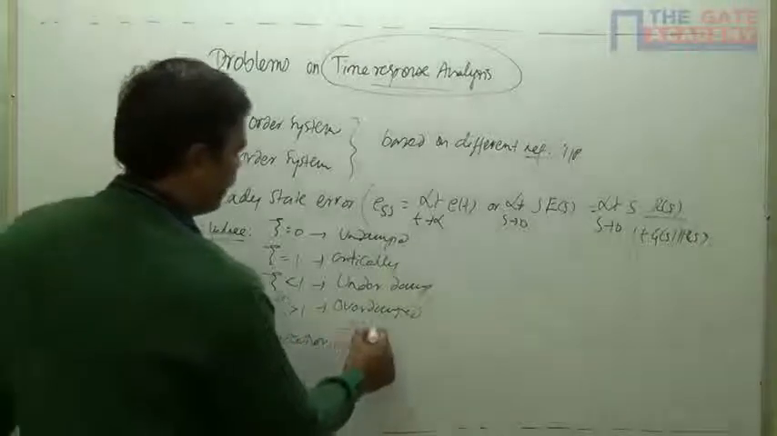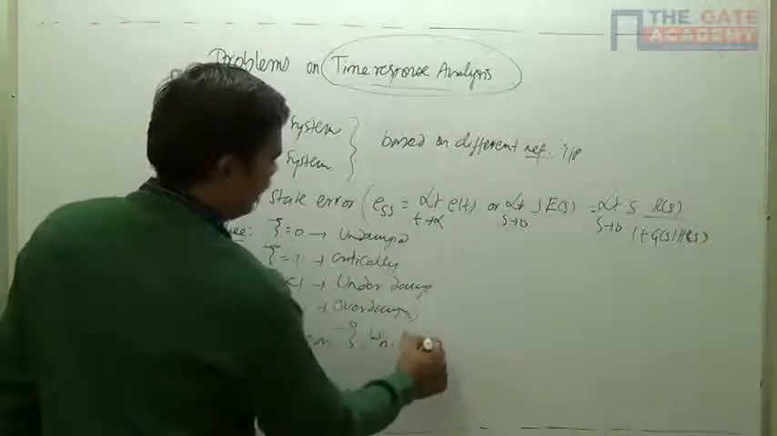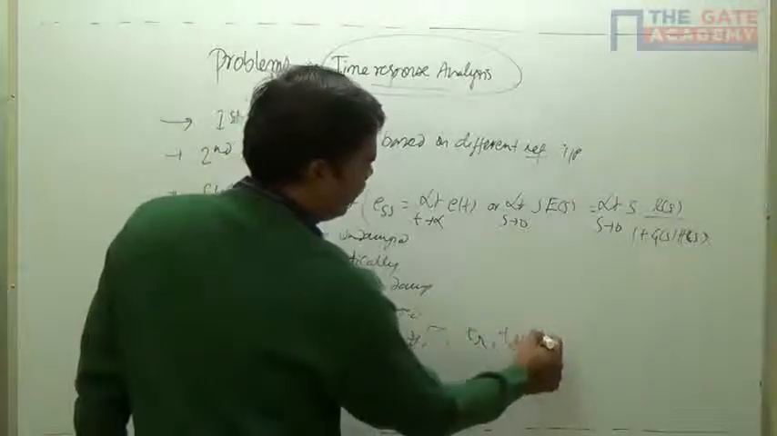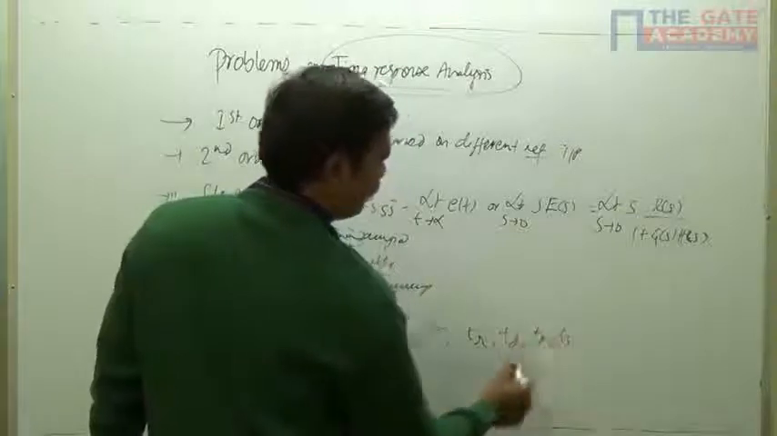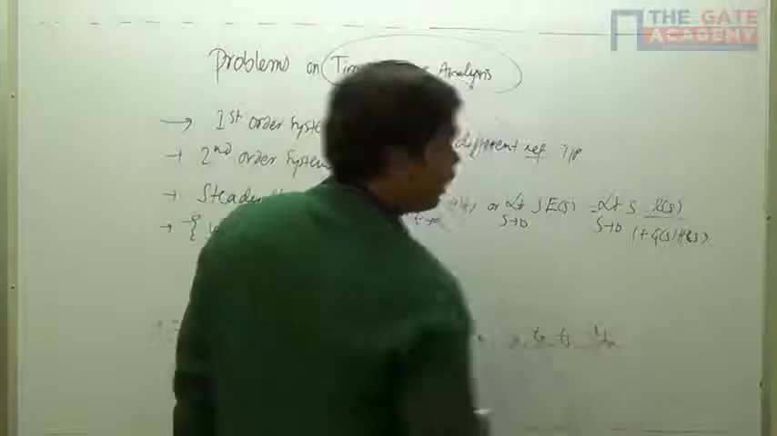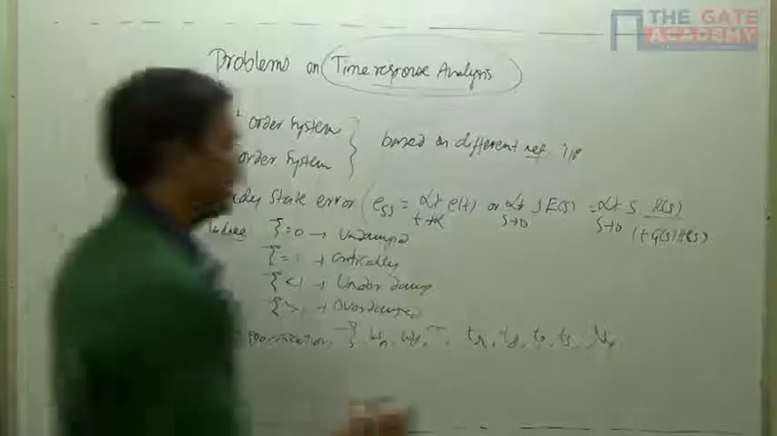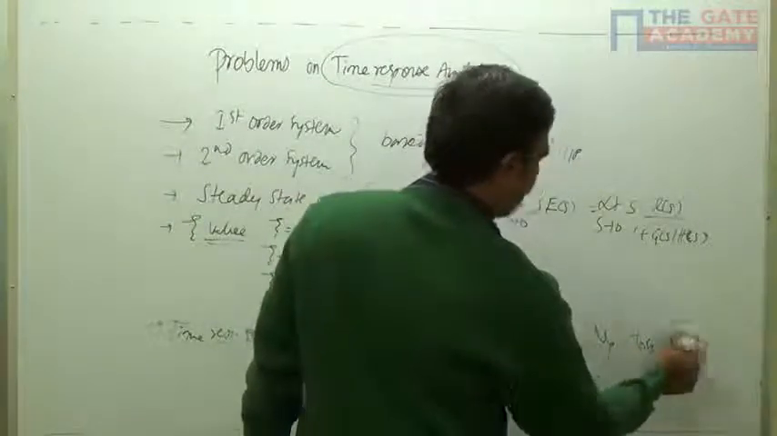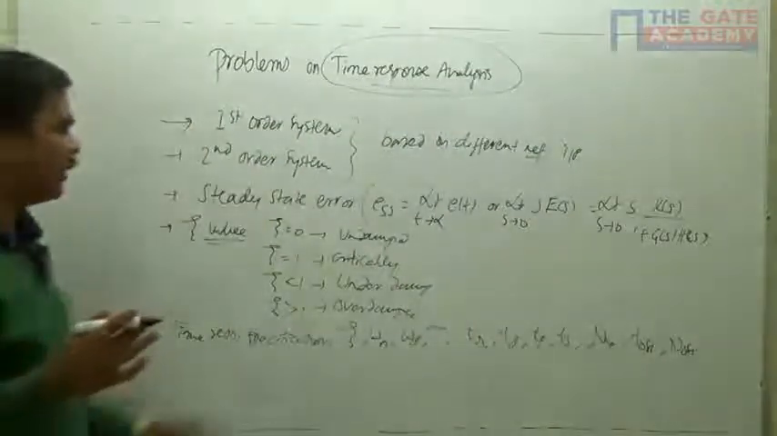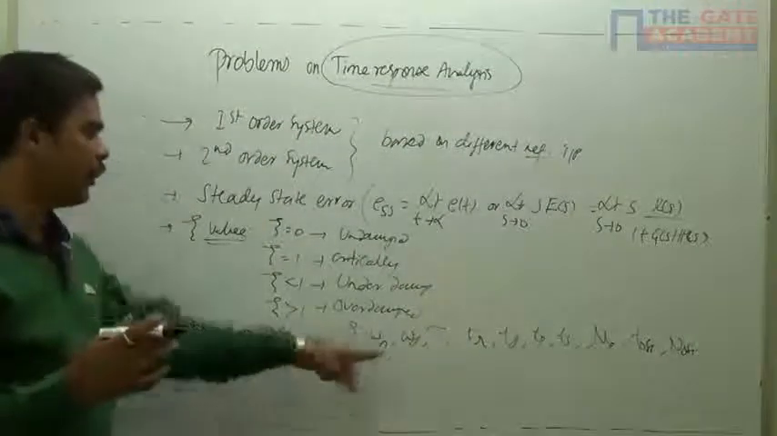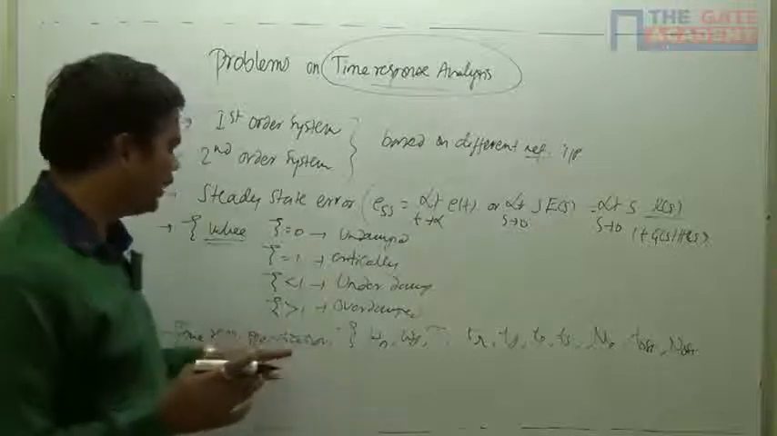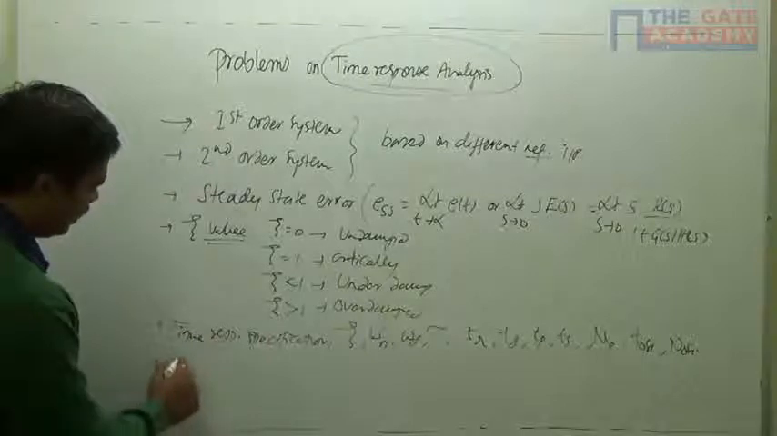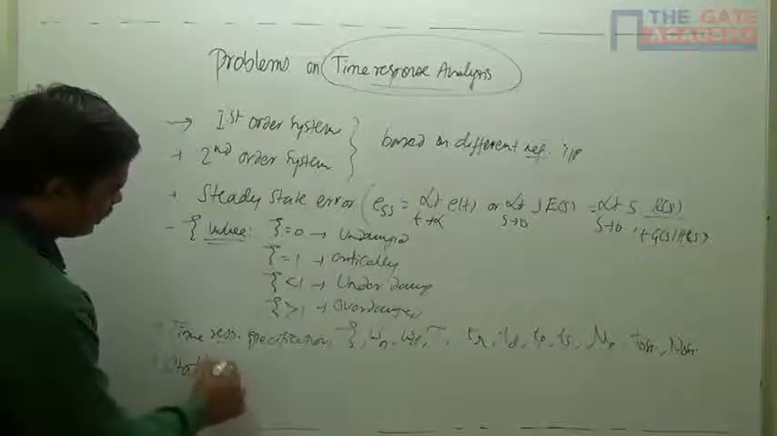Then the time domain specifications, or time response specifications, like zeta, omega n, omega d, time constant tau, rise time, delay time, peak time, settling time, peak overshoot Mp, and time of oscillations and number of oscillations. For a given example, we solved a few problems and calculated these time domain specifications.